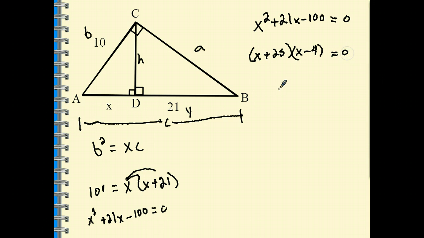Well, what does that give us? That gives us an x value of negative 25 and an x value of 4. Now, x in this situation can equal two different numbers, so we have to look and see which one makes sense. We can't have a negative distance here between A and D, since a segment length can't be negative, so we're going to throw that one out, and 4 is the only one that makes sense.